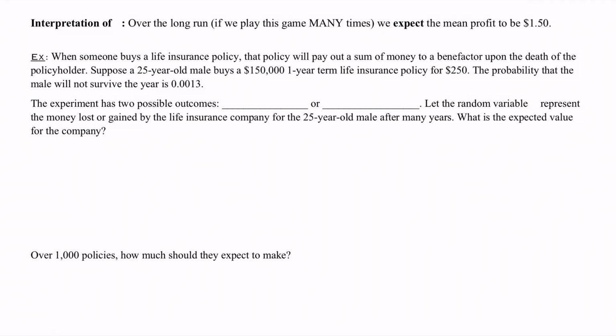So the experiment has two possible outcomes: the person survives or the person dies. So they live or they die. Let the random variable x represent the money lost or gained by the life insurance company for the 25-year-old male after many years. What is the expected value for the company? Well, let's think of the different outcomes here.